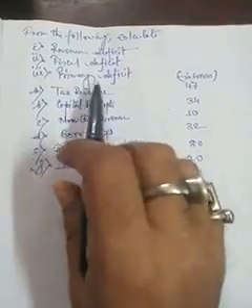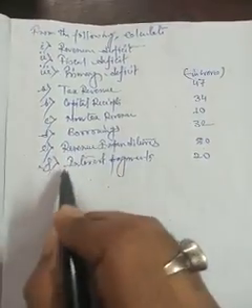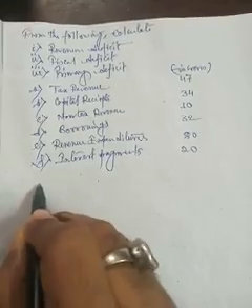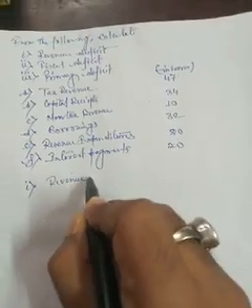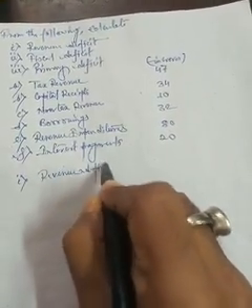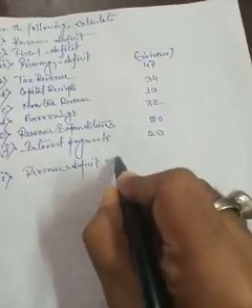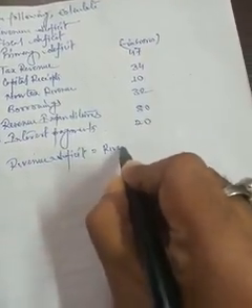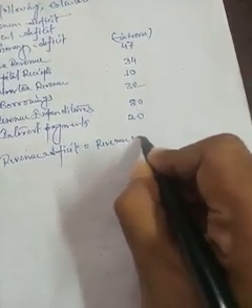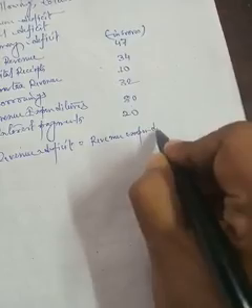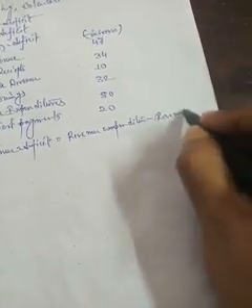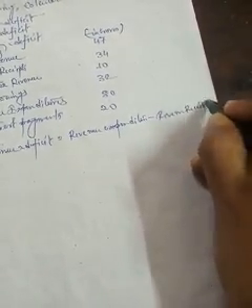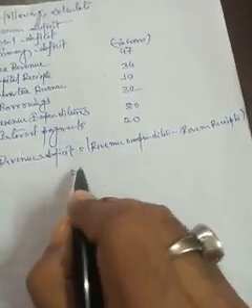Okay, this is the next sum. So we have to find again the revenue deficit, fiscal deficit, and primary deficit. Okay. So number one, we will find revenue deficit. Revenue deficit equals revenue expenditure minus revenue receipts. Okay, revenue expenditure minus revenue receipts.